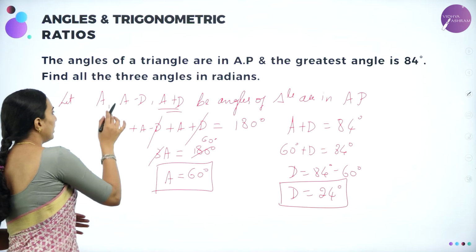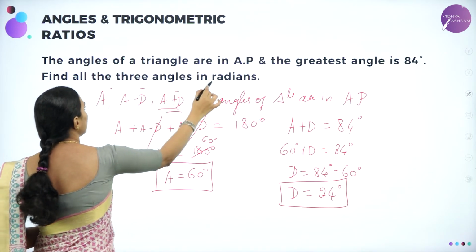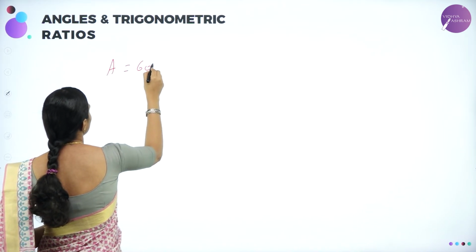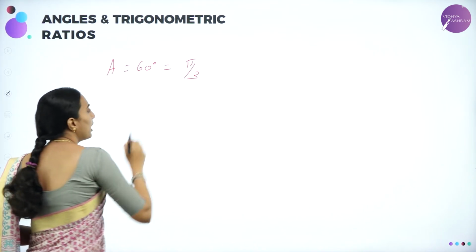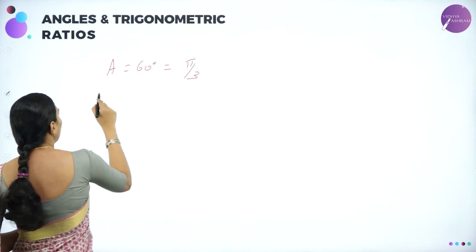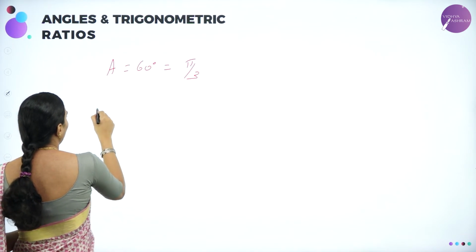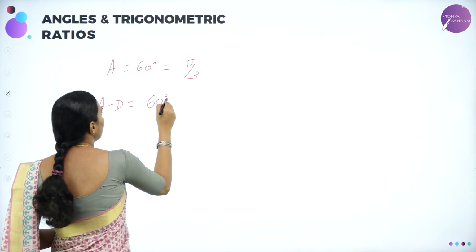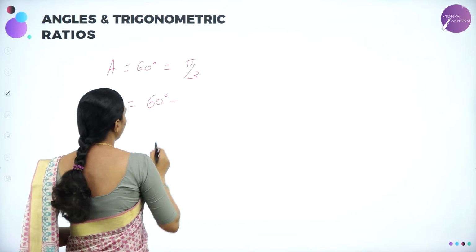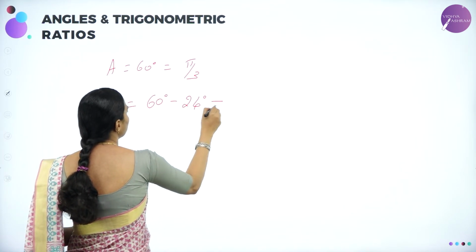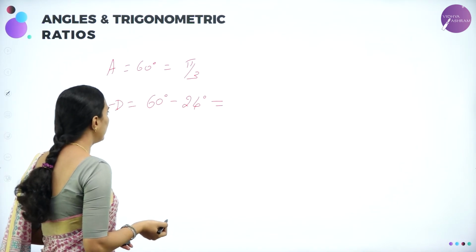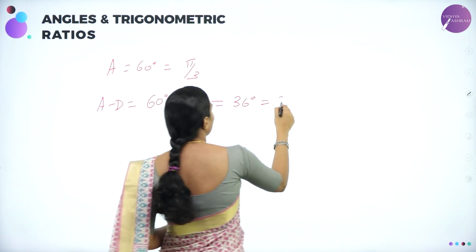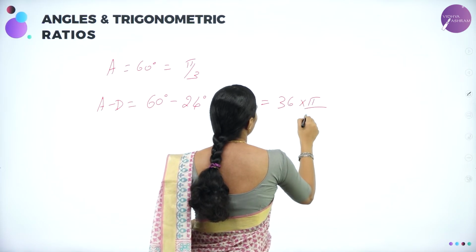They've asked all the three angles, that means A minus D, A, A plus D, in radians. So, let me represent. A will be equal to 60 degree. 60 degree can be represented in radian as pi by 3, and then we have A minus D. A minus D will be equal to, A is 60 degree minus D, which we have found out is 24 degree, which will be equal to 36 degree. 36 degree can be represented in radians as 36 into pi by 180.